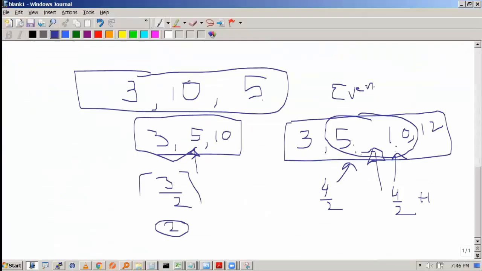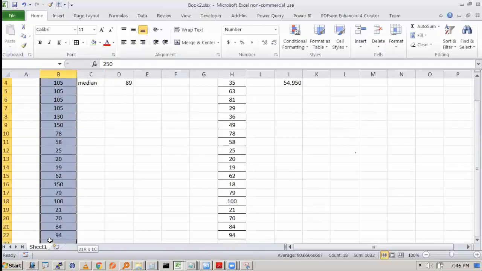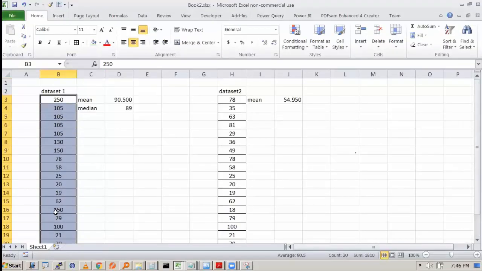So if you see, if this 12, I make it even 1000, the median value will remain the same, 10 plus 5 by 2, 7.5. However, the mean will change, because mean is the summation of all divided by the number of items.